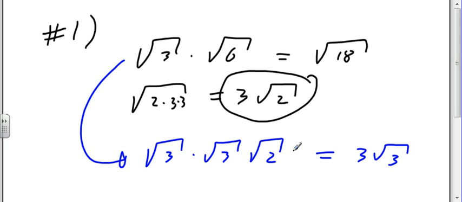I did bring my calculator today, so we'll see what my calculator thinks about this. If I go square root of 3 times the square root of 6, I get 3 square root of 2 right out of my calculator, so isn't that convenient? Okay, we'll do number 3 next.